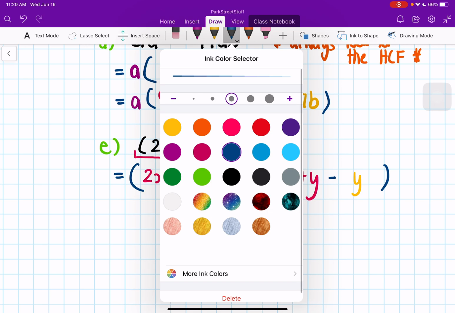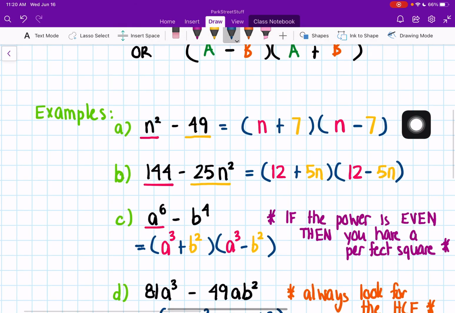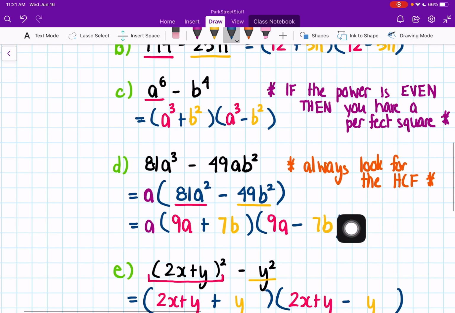Because unlike the other examples, I'm just going to scroll up to show you our other examples. If you look at all these examples, my brackets could not simplify, meaning n plus 7 does not add because n and 7 are not like terms. n and 7 do not subtract. 12 plus 5n cannot be combined. 12 minus 5n cannot be combined. So in all of these scenarios, we had brackets that had unlike terms, so we could not simplify them.